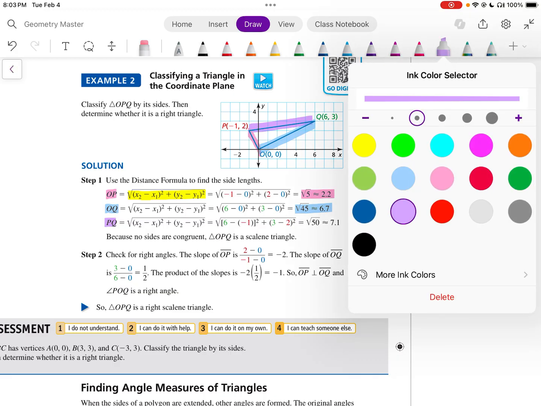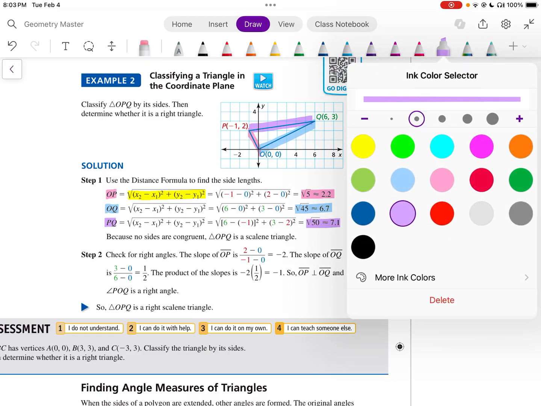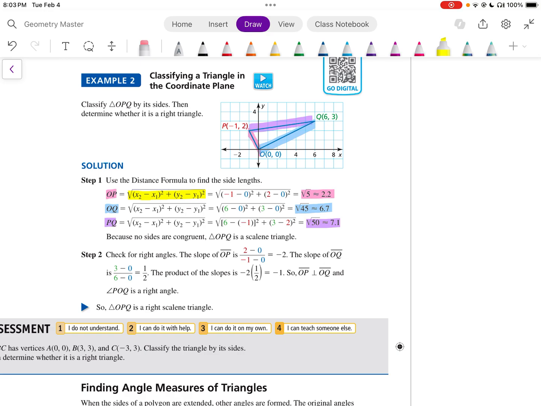And then for side PQ, we have our points (-1, 2) and (6, 3). So 6 minus -1 is the same as 6 plus 1, which is 7, squared is 49. And then 3 minus 2, which is 1, squared is 1. So 49 plus 1 is 50. It's the square root of 50, and if you put that in the calculator, it's about 7.1. No sides are congruent, so triangle OPQ is a scalene triangle.